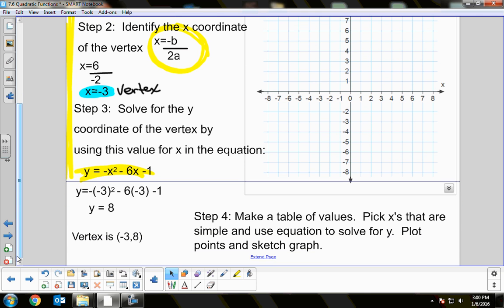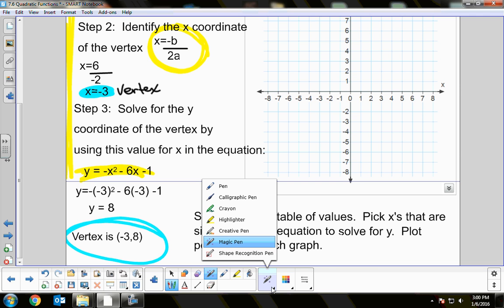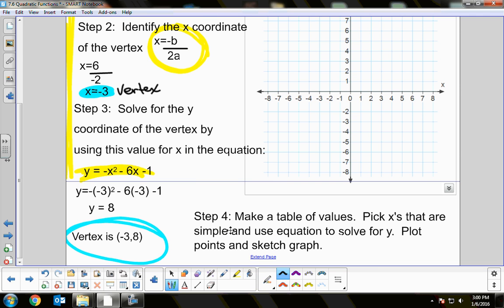This is good news because now I know my vertex. Woohoo. Yes, I know my vertex. Right there, that's my vertex. Okay.